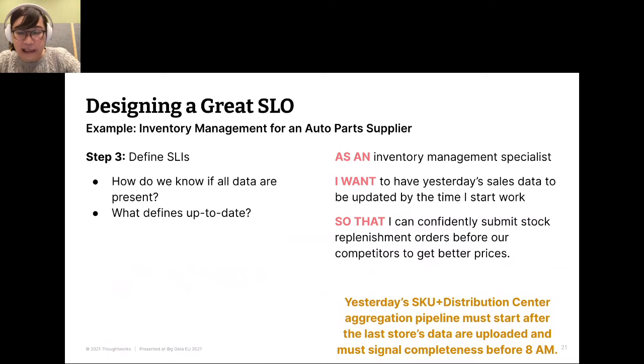And that's a little bit better, but it's still a binary measure. It still tells us either we have succeeded or we have failed. And so now let's think about doing a little bit better. Let's turn that measure into a service level objective. Let's set a target.